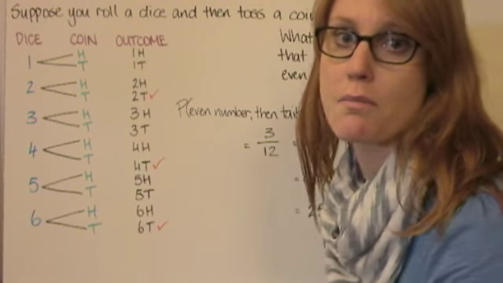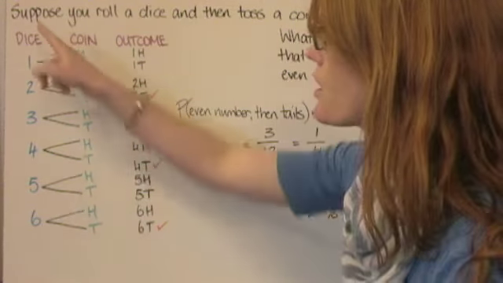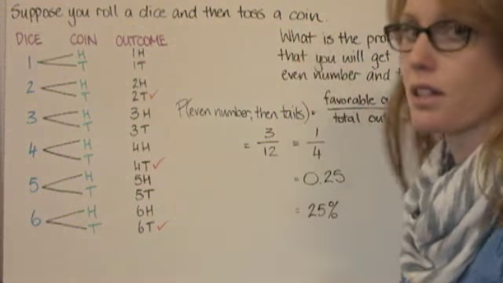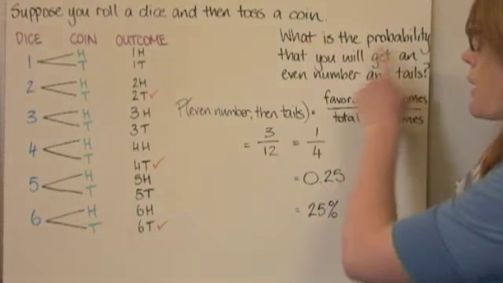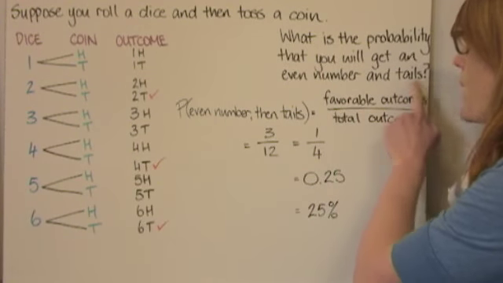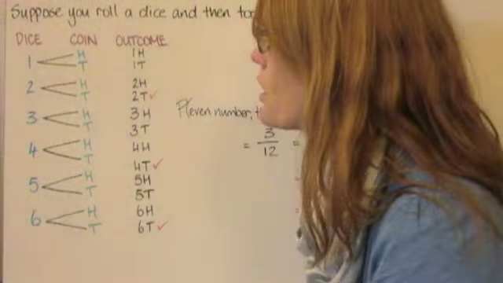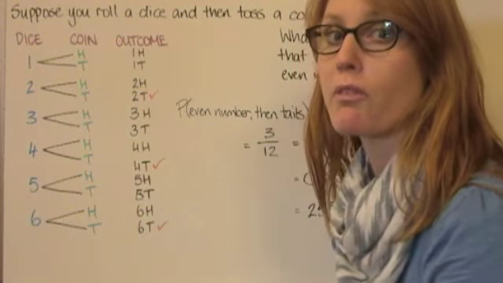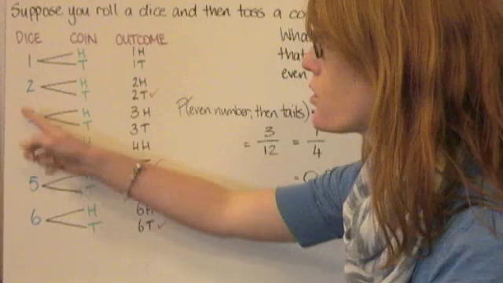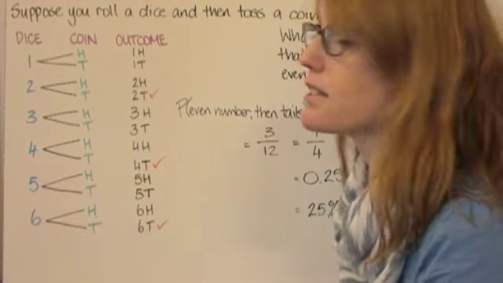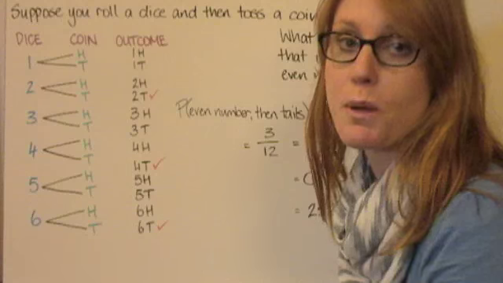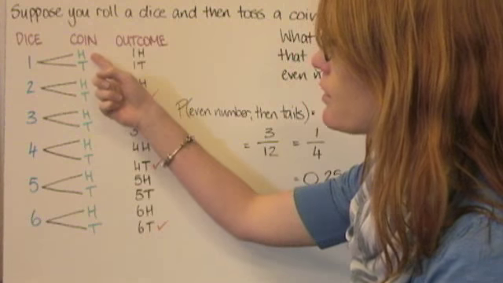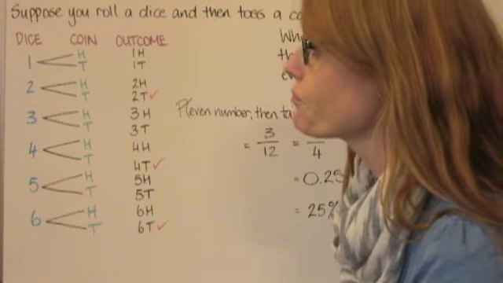Using tree diagrams in probability problems. Suppose you roll a dice and then toss a coin. What is the probability that you will get an even number and tails? Well, the possible outcomes when we roll a dice are 1, 2, 3, 4, 5, and 6. The possible outcomes when flipping a coin are heads or tails.